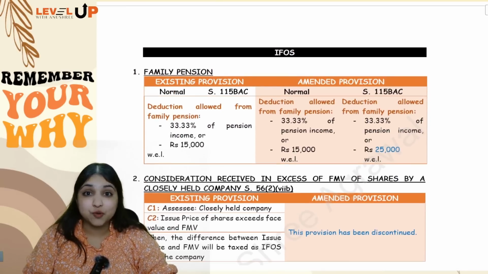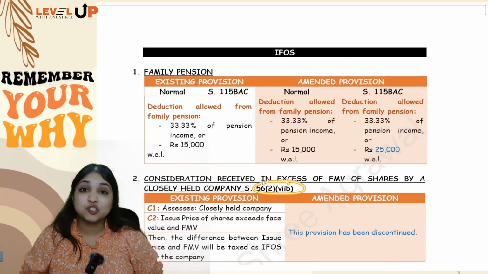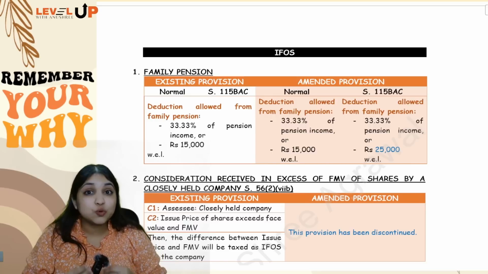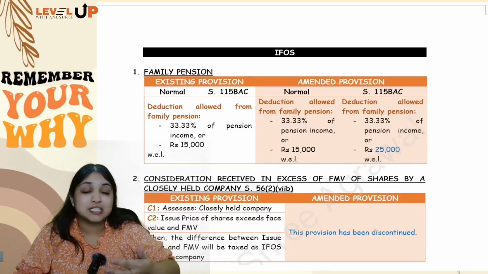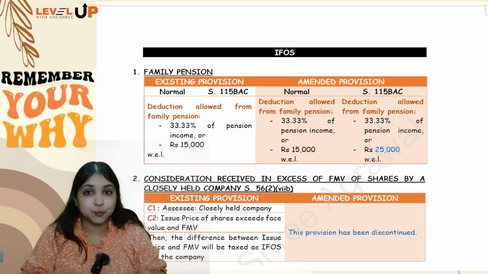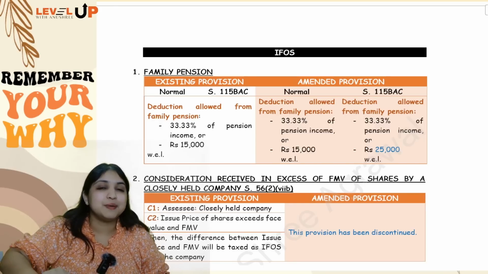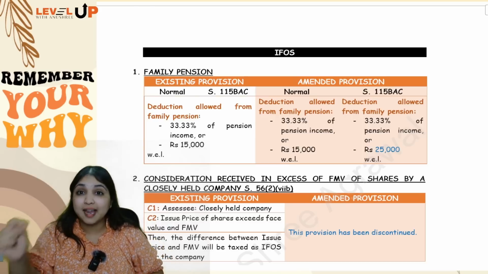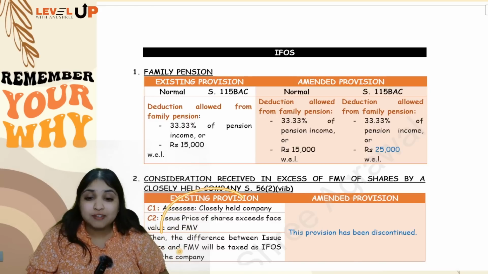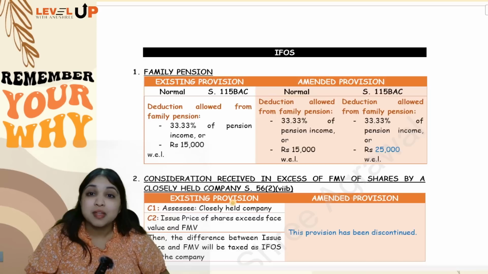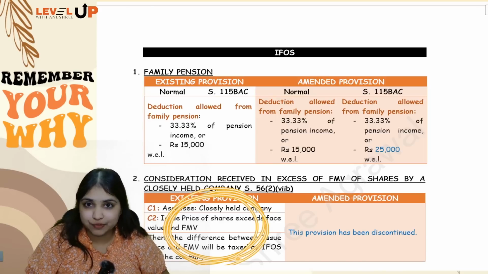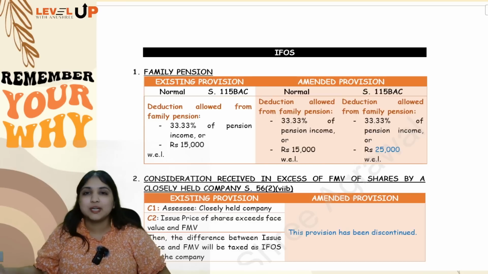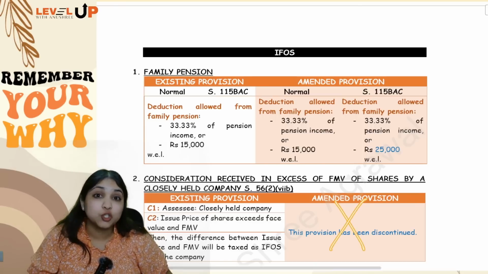Then in IFOS, you must have learnt about section 56(2)(viib), guys. You must have learnt if the company is a closely held company and if it has issued shares in such a way that it is above face value, also above fair market value. Then in that case, the difference between the issue price and the fair market value will be taxed under the head IFOS for the company, what we used to call as the angel tax, guys. Now this existing provision which we've learnt under 56(2)(viib), this has been discontinued from your previous year 24-25 onwards. So this provision you don't have to learn anymore.